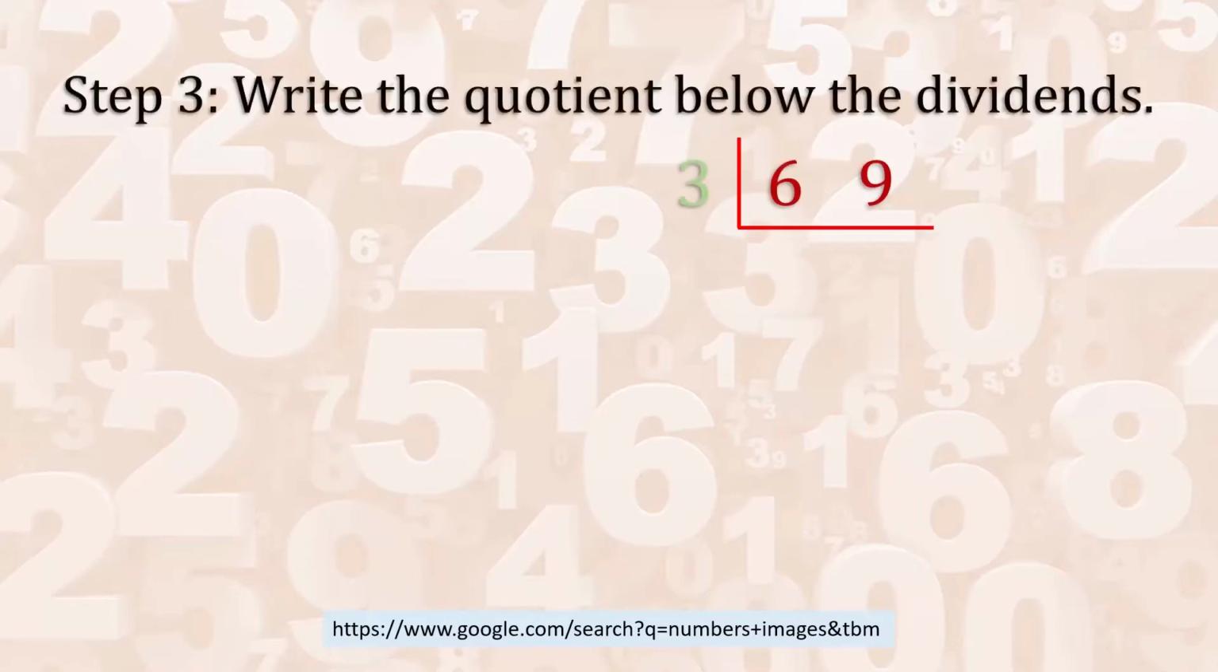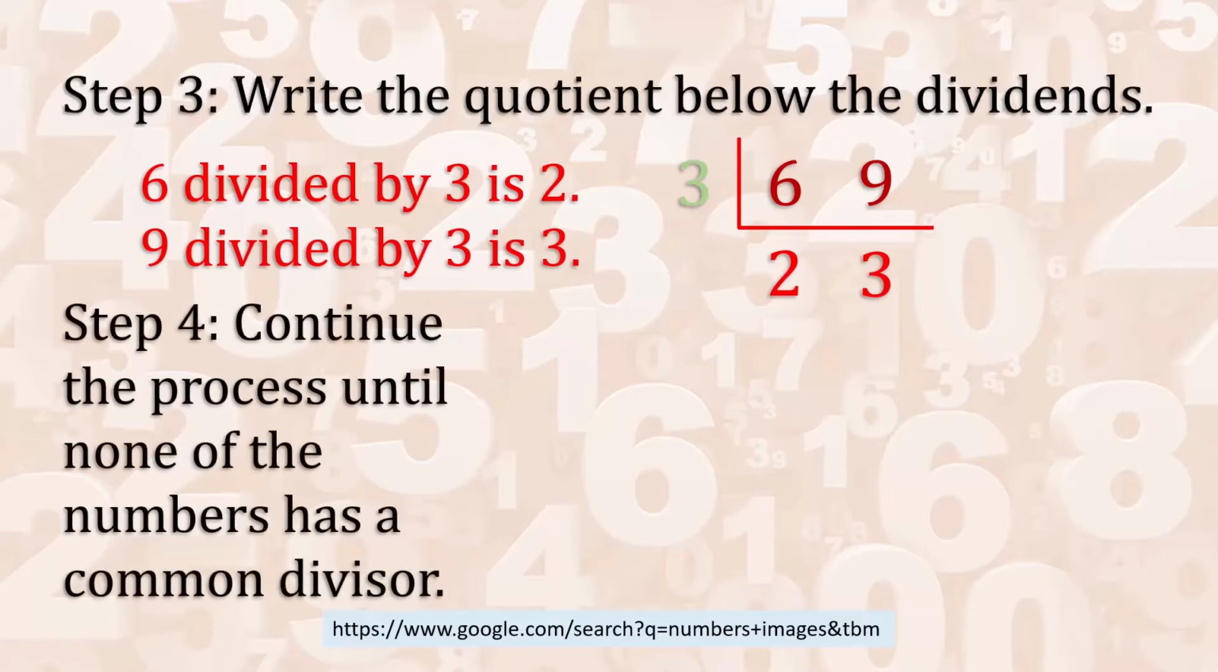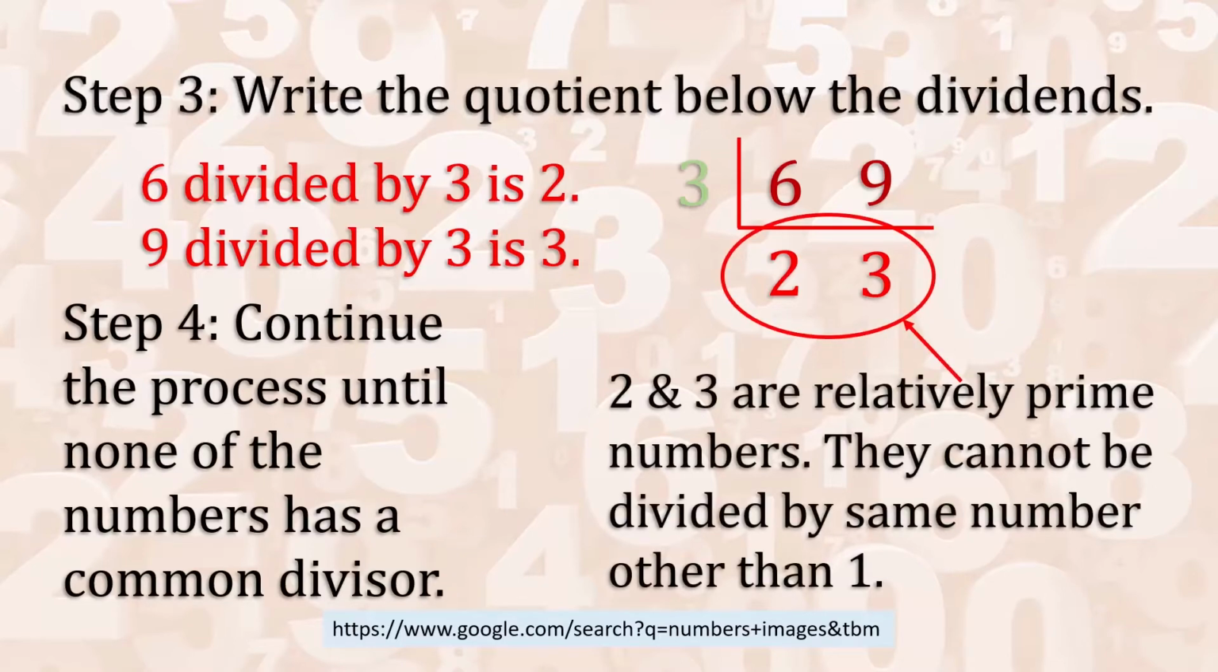Step 3, write the quotient below the dividends. 6 divided by 3 is 2. 9 divided by 3 is 3. Step 4, continue the process until none of the numbers have a common divisor. 2 and 3 are relatively prime numbers, which means they cannot be divided by same number other than 1.